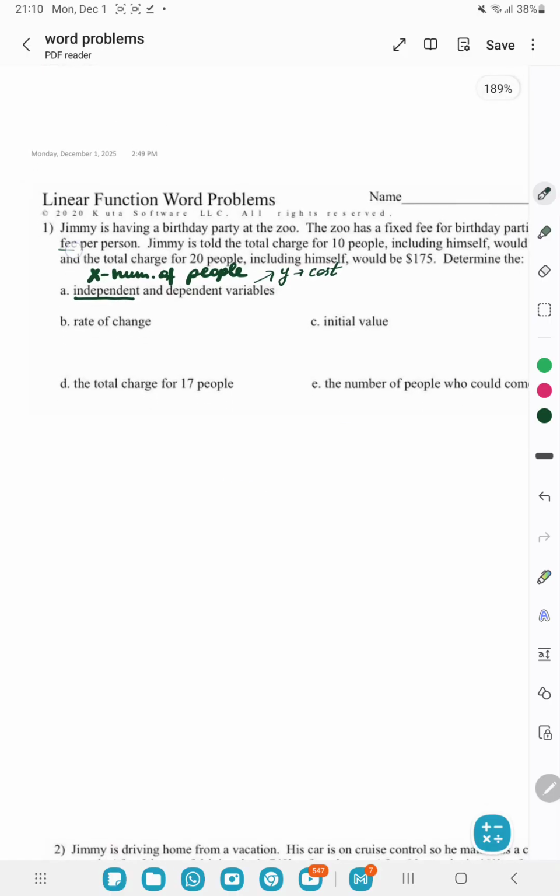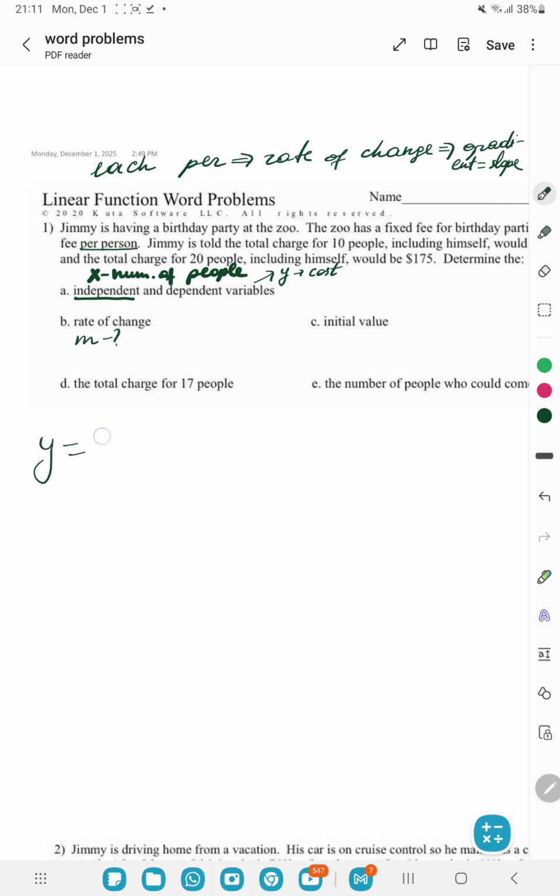So here, whenever we have the words per person, for each, the word each, per, they stand for rate of change. Okay, rate of change, in other words, is the gradient, or the slope. All of them have the same meaning. So this is the rate of change. Let's build our equation. y equals mx plus c is our general form.